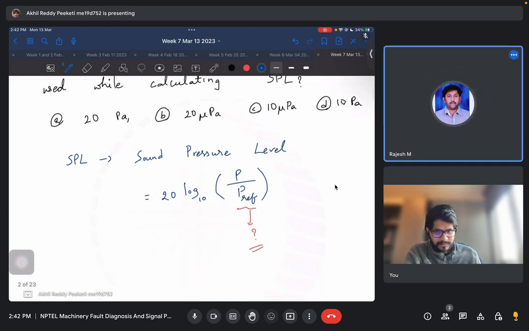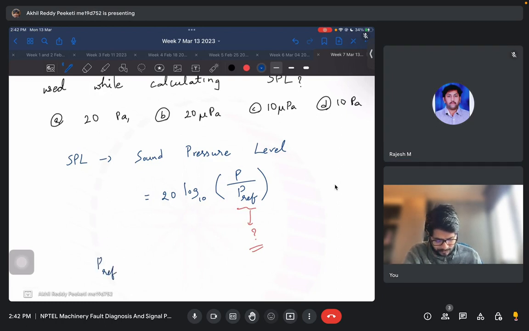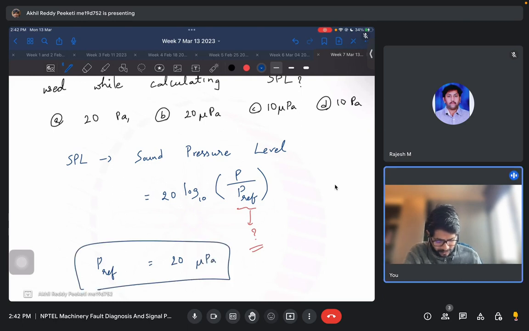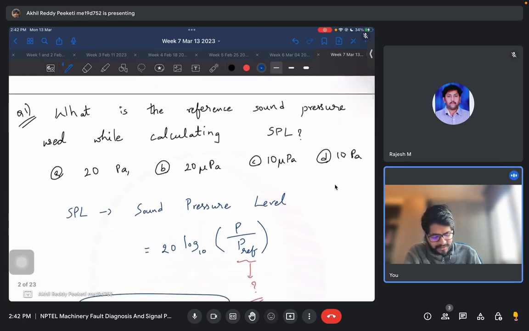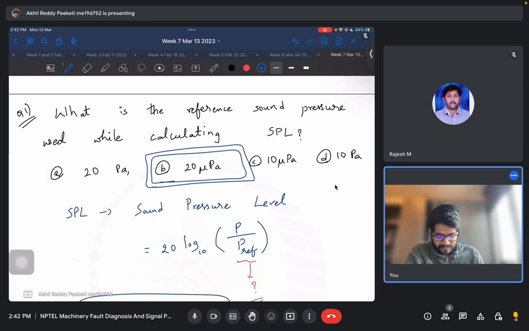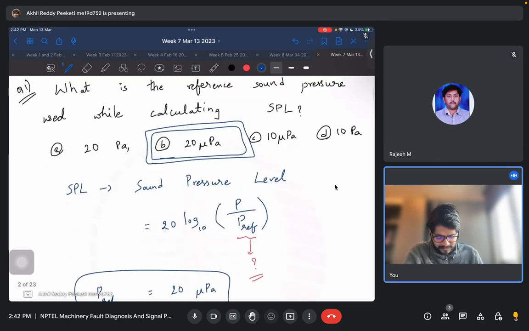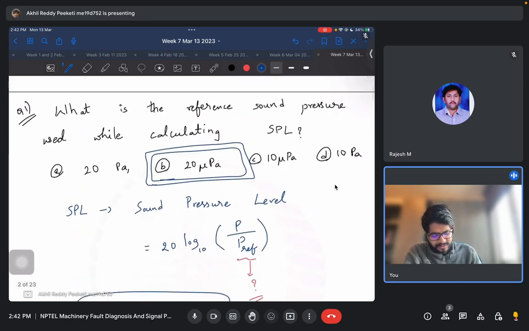Okay, thank you, Rajesh. So 20 micropascals is the reference pressure that is used while calculating SPL. This is something which you need to remember. 20 micropascals is the reference pressure that is used while calculating the SPL.